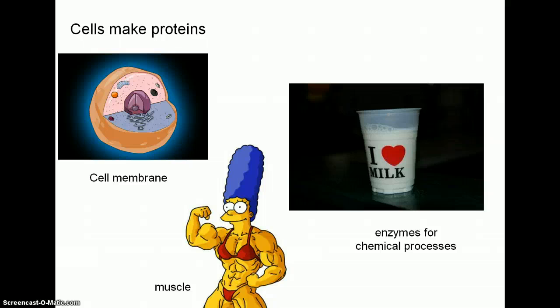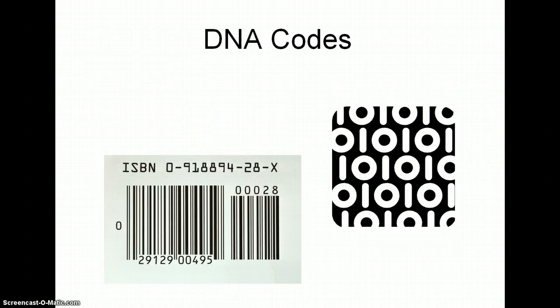A big part of a cell's job is to make proteins. Bodies need proteins for physical structures such as part of the cell's membrane, and for muscles, and for enzymes like lactase, which helps us digest lactose, the sugar in milk. Cells make proteins by using the instructions or codes contained in the DNA.